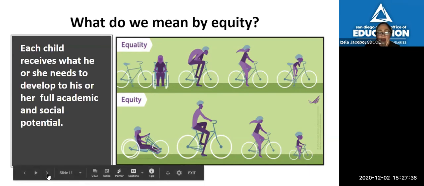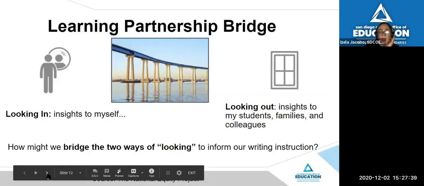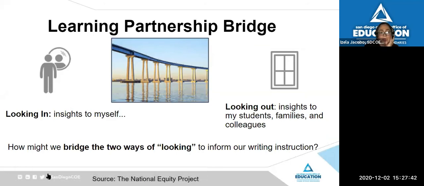And we do this work, as we move on to the next slide, through learning partnership bridges. This is a metaphor that we like to use at Wright that basically calls for us to look very closely through our equity lens at what we know, what we need to learn as educators, and what we need to address about ourselves and the students and families we serve. That is the learning partnership bridge that needs to exist for us to be able to teach writing to our English learners through that equity lens that we're talking about.